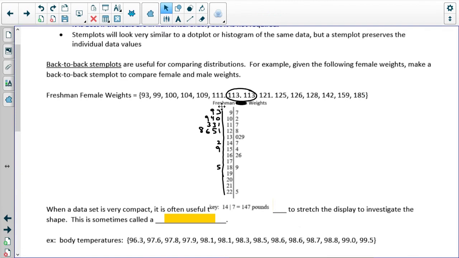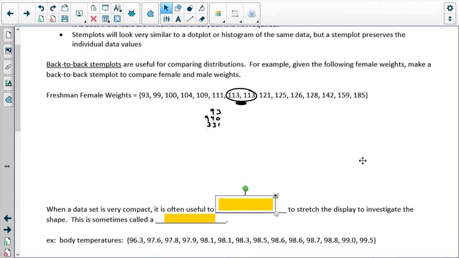Now that I've done that, I have to get that out of the way so we can learn more stuff. But basically, I have freshman male weights on the right and female weights on the left. If I notice, the male weights have much more variability, they're spread out, and their mean looks bigger. So it looks like males tend to weigh more than females. Not in every case, obviously, but females are much more clustered down in the lower weights. So if you need that, rewind.